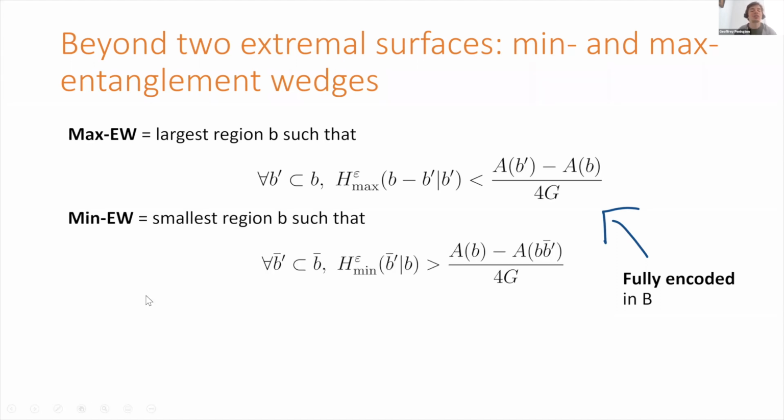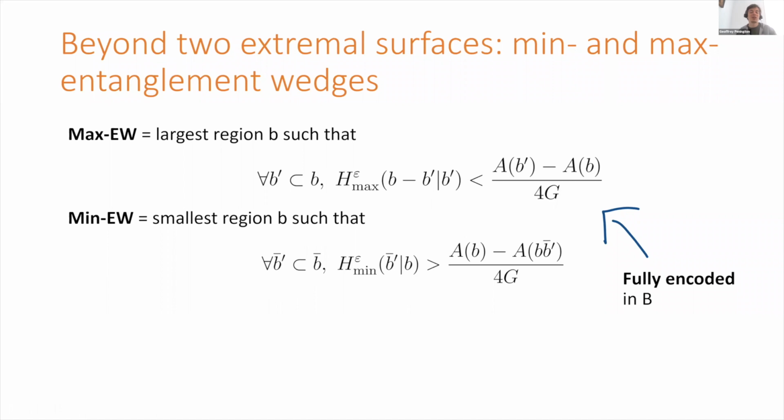Then there's going to be another region we define called the min EW, which is going to be the smallest region. It's complementary to the max EW. It's bigger than the max EW, in fact. The min refers to min reconstructibility, not min size. So this is going to be the smallest region, little b, such that if we look at any chunk, any little b prime bar that's outside that region b, then the conditional smooth min entropy of that extra chunk conditioned on b is bigger than the area difference.